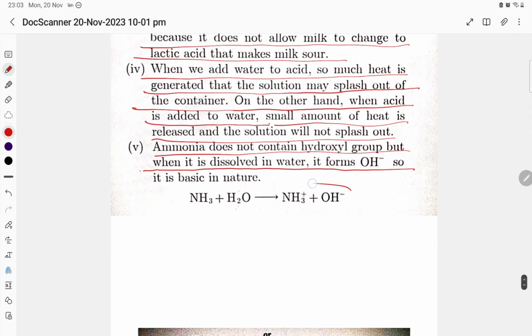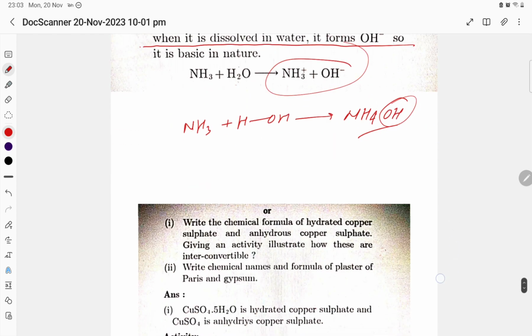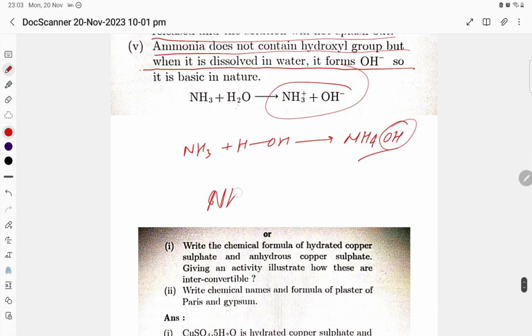So you will find here NH3 is there and here is HOH. So what is it forming? NH4OH. Now it will give the OH minus ion. Otherwise, NH3 has a lone pair of electrons, so it is acting as a what? Lewis base. So this is also going to be answered.